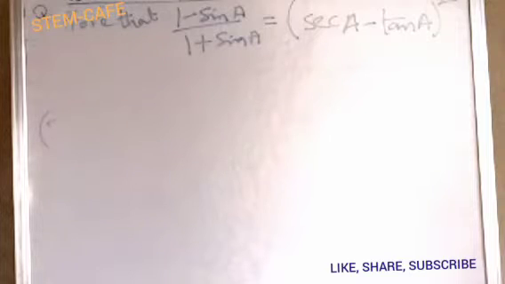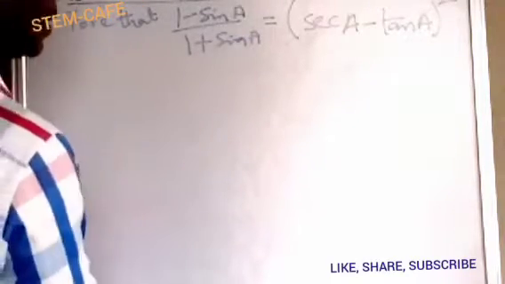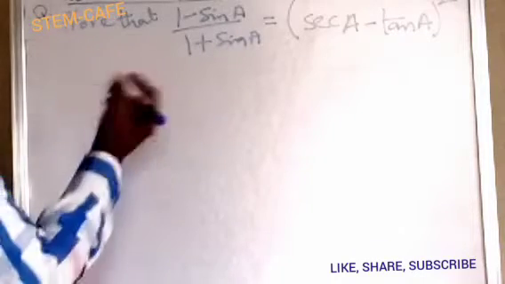Prove that (1 minus sin A) over (1 plus sin A) equals (sec A minus tan A) all squared. Now let's multiply the denominator and numerator by 1 minus sin A.